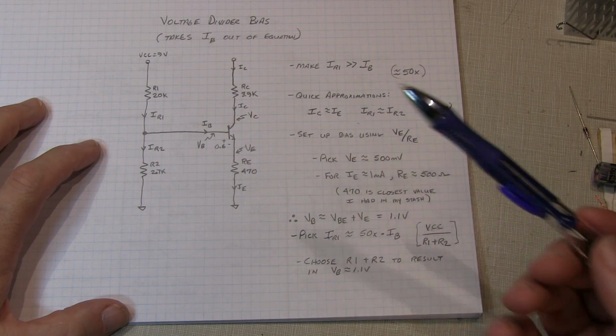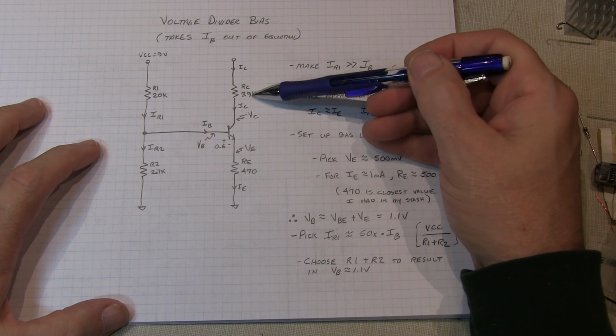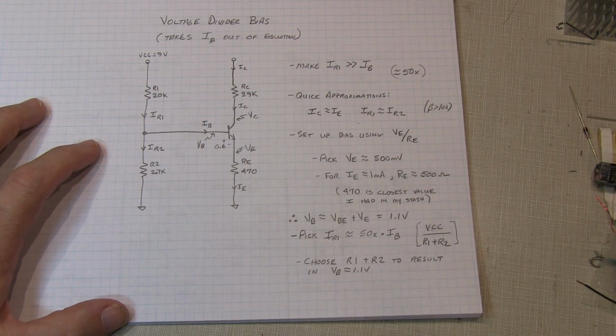And so in setting that up, we now have a circuit that gives us pretty darn close to a fixed value across this resistor, even with wide variations in beta of that transistor.